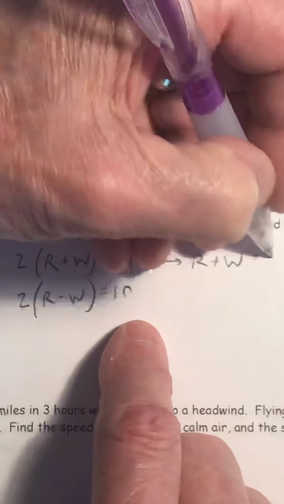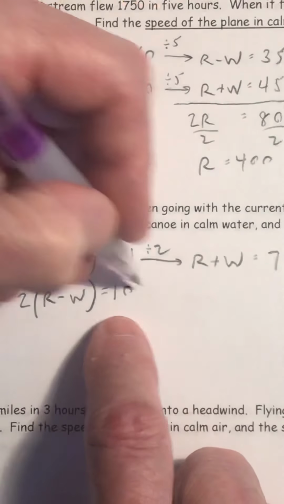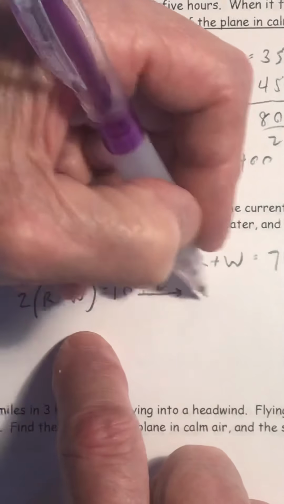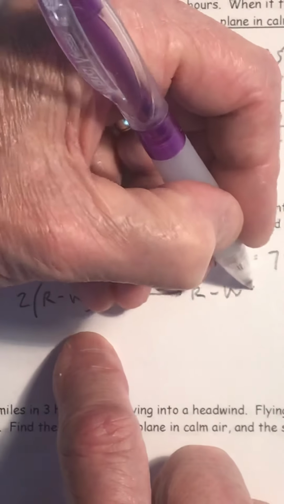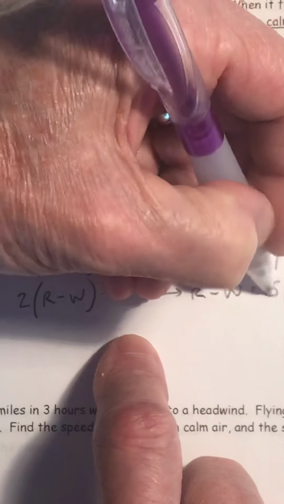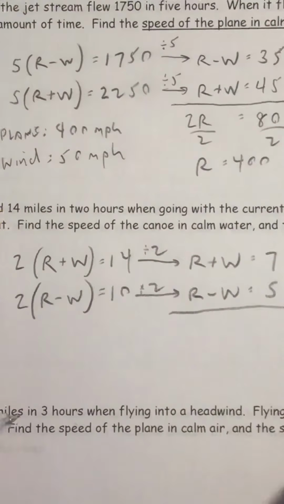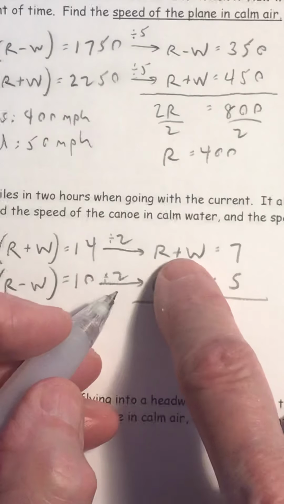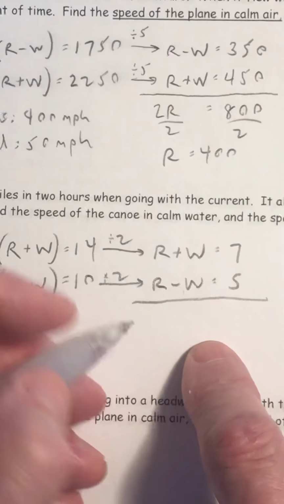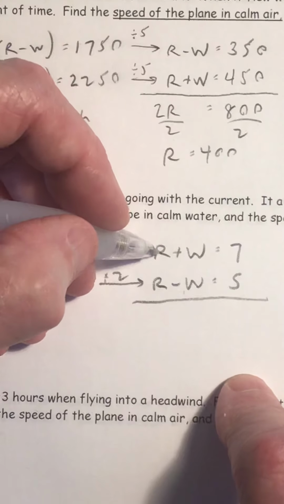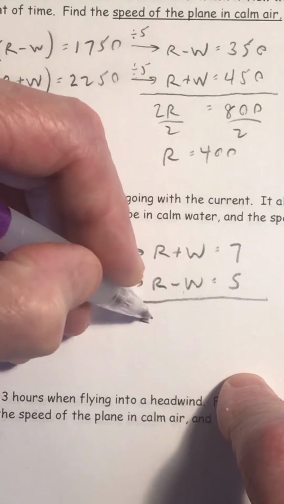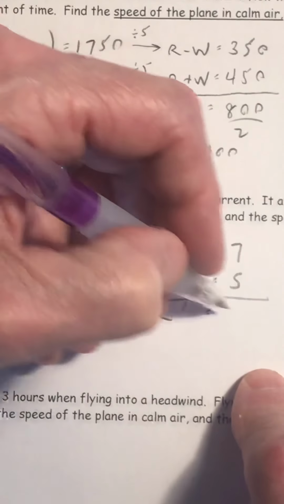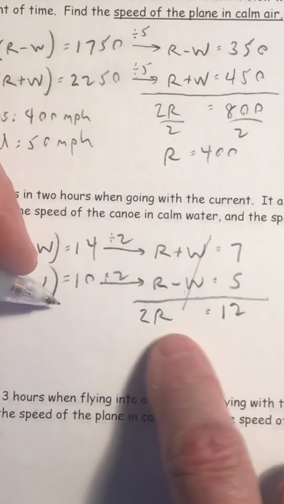And 14 divided by 2 is 7. And take this one and divide by 2. That gets rid of those parentheses. And 10 divided by 2 is 5. And look, again, we got opposite coefficients, 1W and minus 1W. This is ready to add. 1R plus 1R is 2R. The W's cancel. 7 plus 5 is 12.